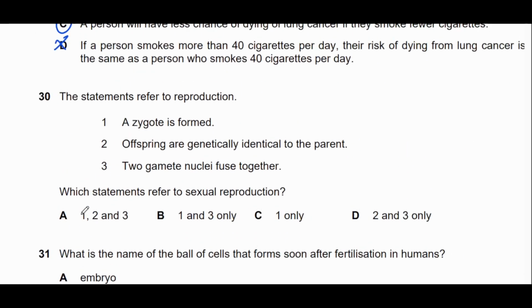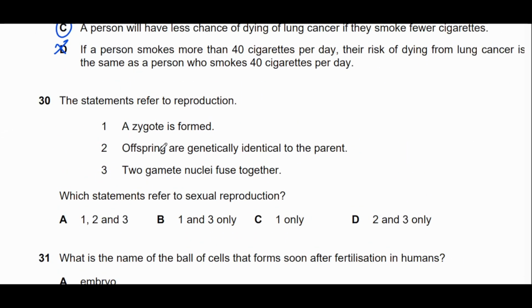Okay, 30. The statements refer to reproduction. 1, a zygote is formed. 2, offspring are genetically identical to the parent. 3, two gamete nuclei fuse together. Which statements refer to sexual reproduction? Okay, so sexual reproduction involves the fertilization process, right? With the male and female gametes. Male and female. So which of these involves fertilization between the male and female gametes?